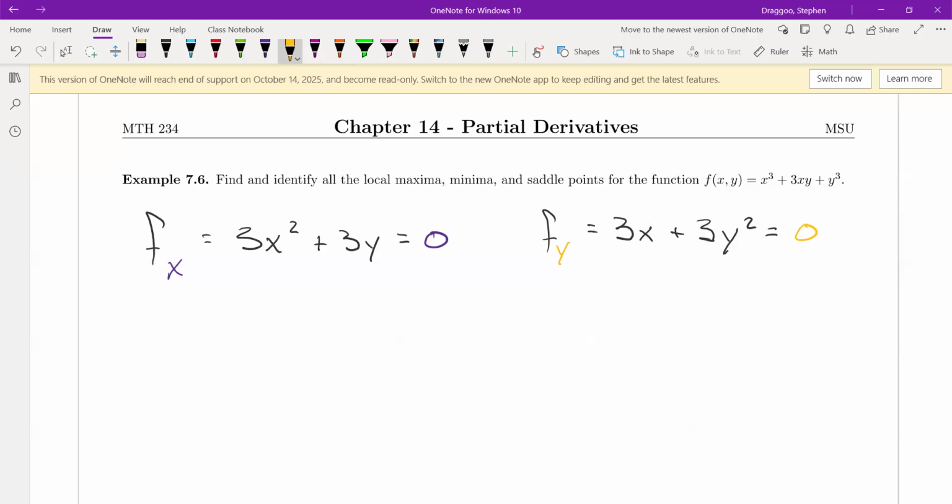So I'm going to isolate a variable in one of the equations and then plug it into the other one. Starting with the one on the left, because why not? I think I get y equals negative x squared. Right. I can divide the whole thing by 3, so I've got the same coefficient on both sides. Move the x squared over to the right side. y equals negative x squared. Then go plug that into the other side. This is a negative x squared equals 0.